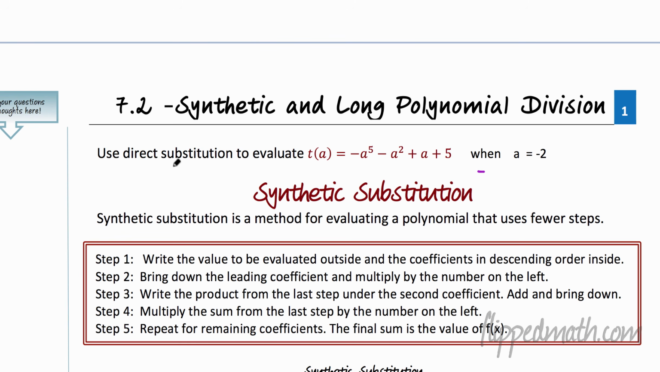So pause the video, do direct substitution to evaluate this function when a equals -2. Go, pause the video now.